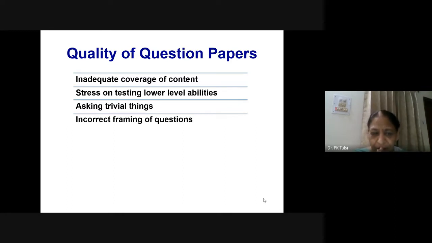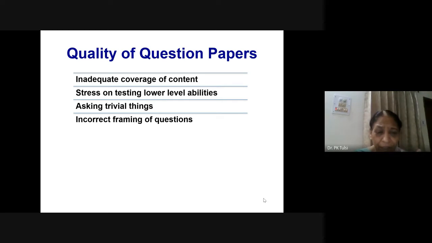Then there are instances where questions are incorrectly framed. Just to give you one simple example: in the majority of question papers, you will come across a question, write a short note on.